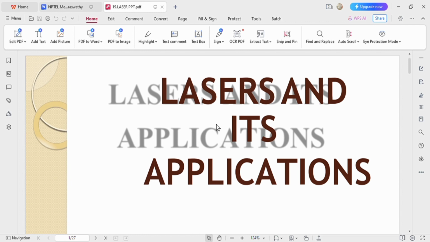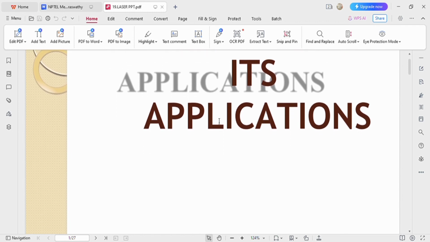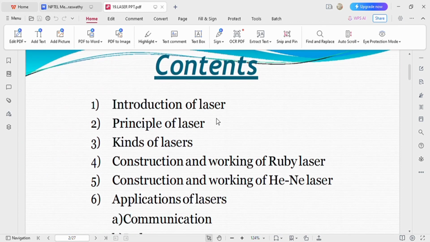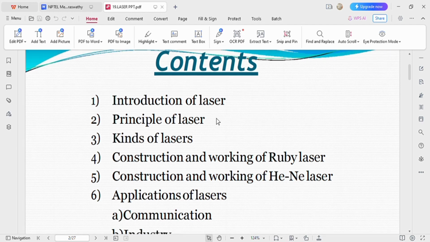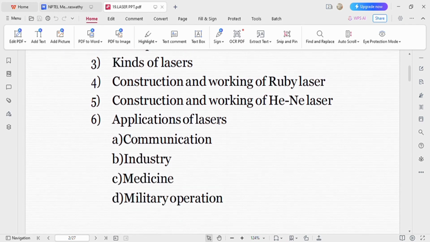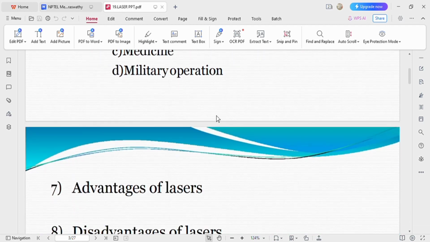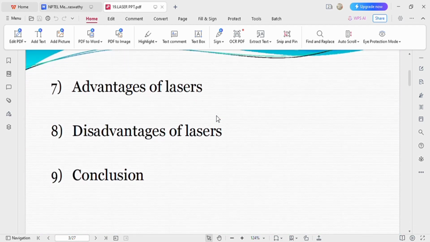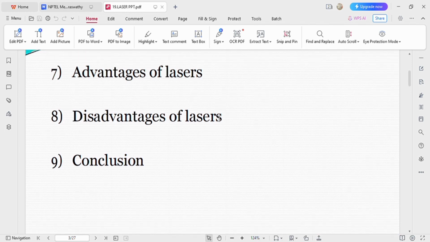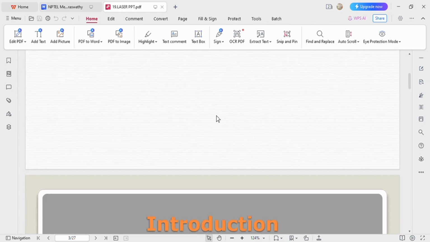Coming to my topic, it is laser and its application. We are to see the contents of the laser application: the introduction of the laser, principle of the laser, kinds of laser, construction and working of ruby laser, construction and working of helium neon laser, application of laser, advantage of laser, disadvantage of laser, and at last we have to see the conclusion. We have to go to the next slide.